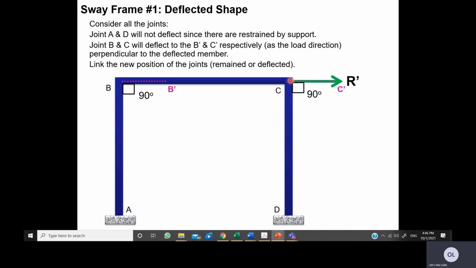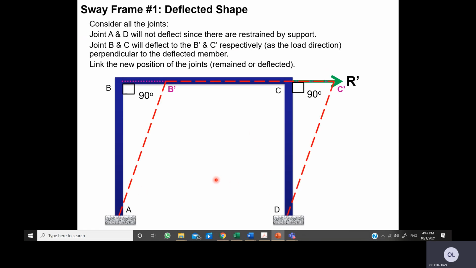Once the frame has been applied the R prime to the right, B will move to B prime, C will move to C prime. It is to note that this must be perpendicular to the deflected members. If we draw B to B prime, C to C prime, they will have this 90 degrees to the member AB or member CD.